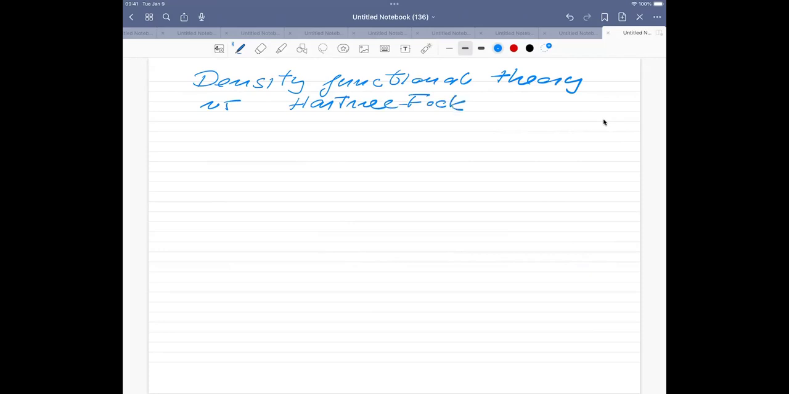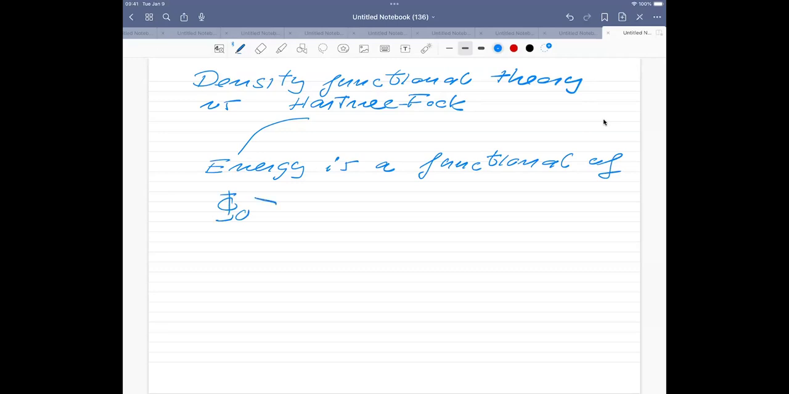So if we now look at Hartree-Fock theory, what we had is that the energy of the system is a functional of a single Slater determinant, of an ansatz which we have made for the ground state of the system. And this ansatz is something which we call phi zero. And we would typically write this energy. This is the total energy.